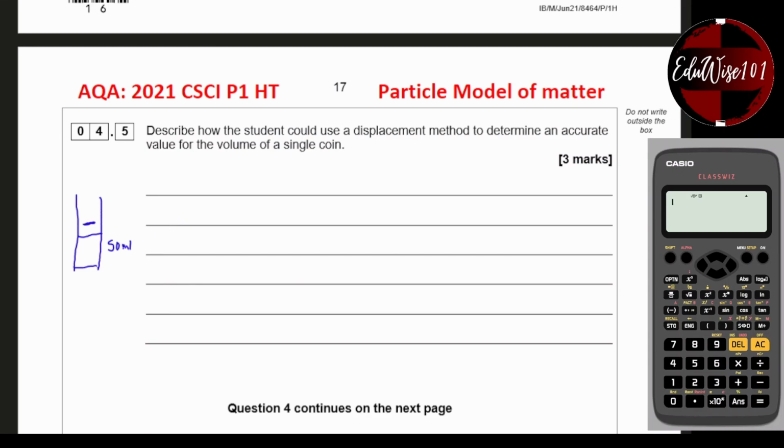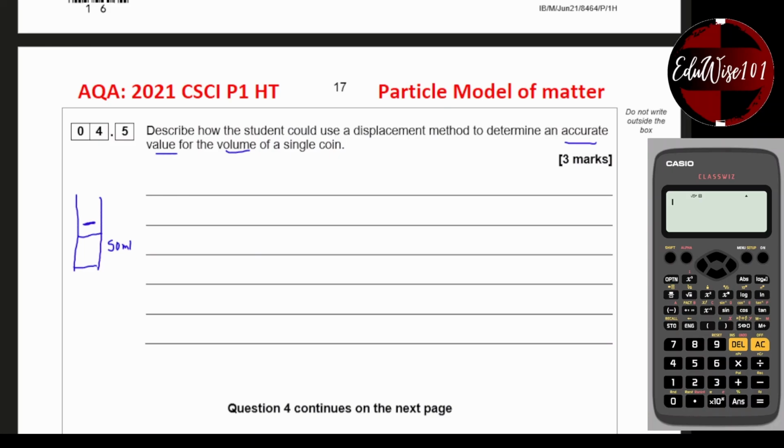Coins generally don't really have that much of a volume. So if you add a single coin, the volume should actually increase. Now, if that increase is very small, you're going to find it difficult to read the value to get a very accurate value for the volume of a single coin. So what you could do is, let's say you can add about 10 coins or even 5 coins. That way, the increase in volume is going to be bigger. Now, you can work out the difference in the volume and then divide that volume by the number of coins that you've added to get the volume of a single coin.